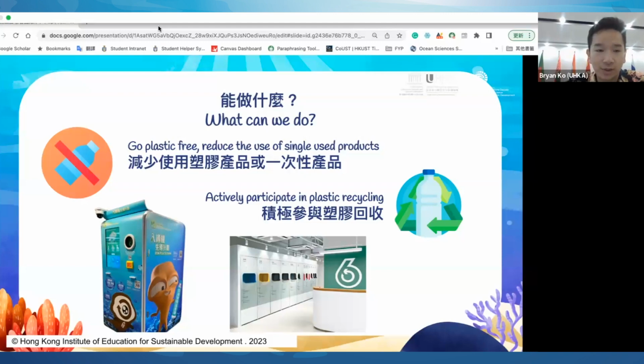And aside from going plastic free from the source, we can also actively participate in plastic recycling. As we all see here on the screen, it is a recycling station in Hong Kong. So we can sort different types of rubbish and throw them in the right category, in order to have different credit points. So some of you might buy some snacks by recycling your trash at home. So we do see that by sorting out different kinds of rubbish, it is quite easy, yet it is a significant step that we can take.